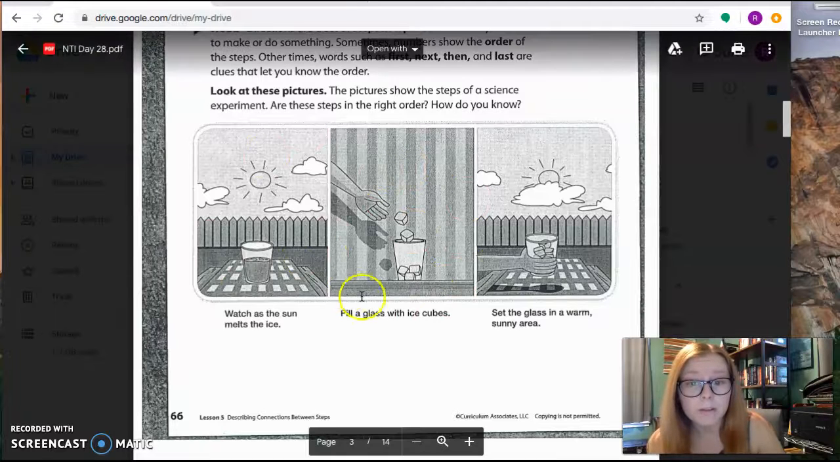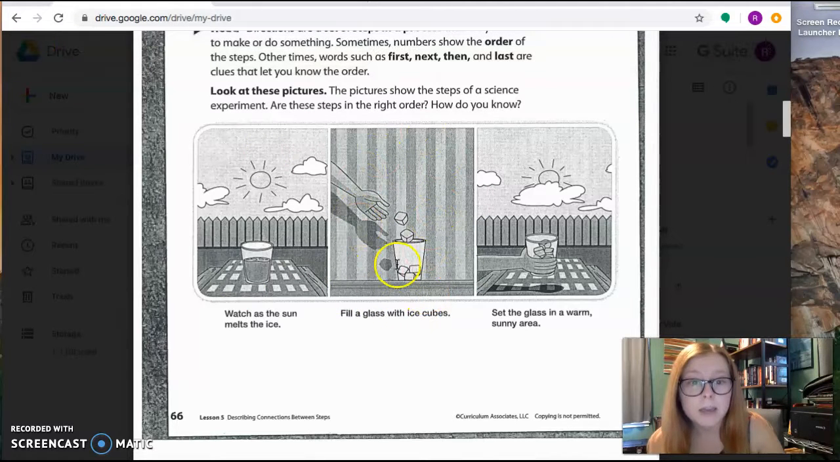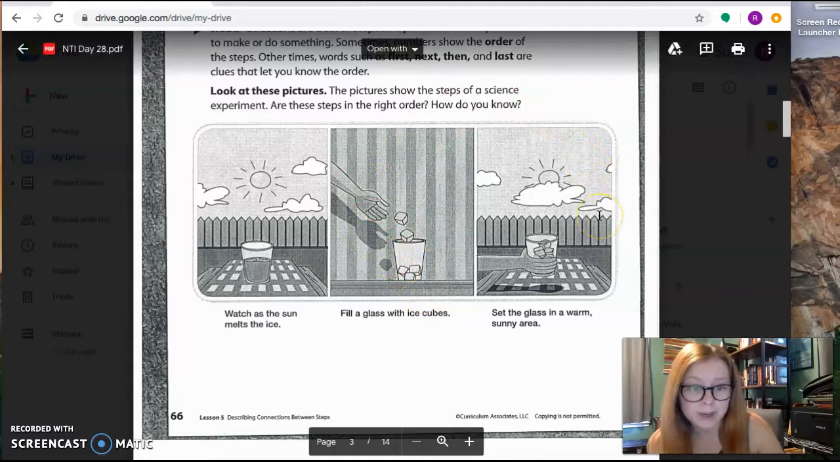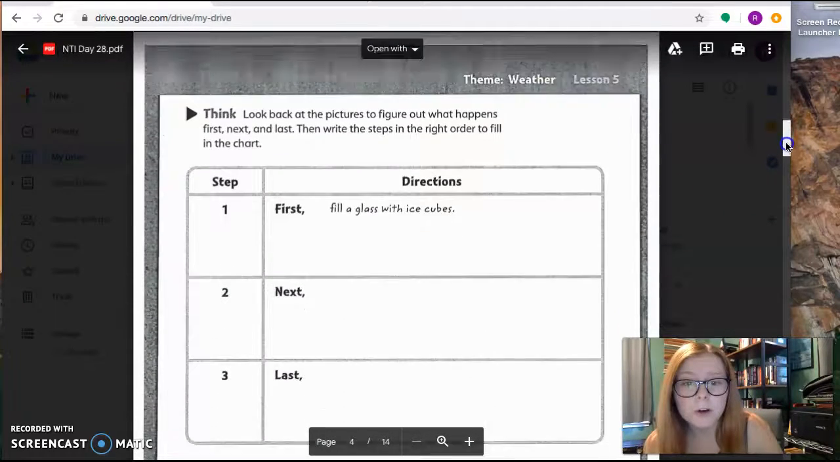The middle one, right? Fill a glass with ice cubes. And then what are you going to have to do with the ice cubes? Put it in the what? The sun. And then the sun is going to what? Melt the ice. So you're going to put those in order in our chart.